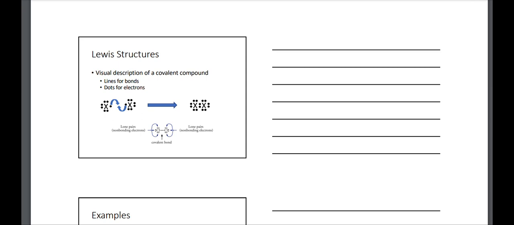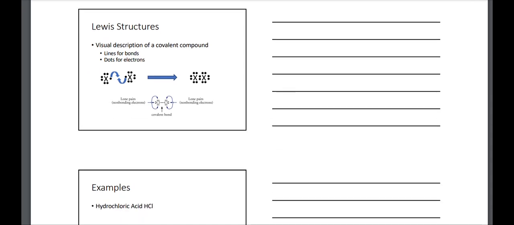So for the Lewis structure, we use lines to represent the bonds. So anytime there is a line drawn between one atom and the other, that means it's a bond. So one line means it's a single bond. If there are 2 lines on top of each other, that means it's a double bond. If there are 3 lines, that means it's a triple bond. Well, actually, triple bond, we don't go beyond that. Okay. And dots represent the electrons.